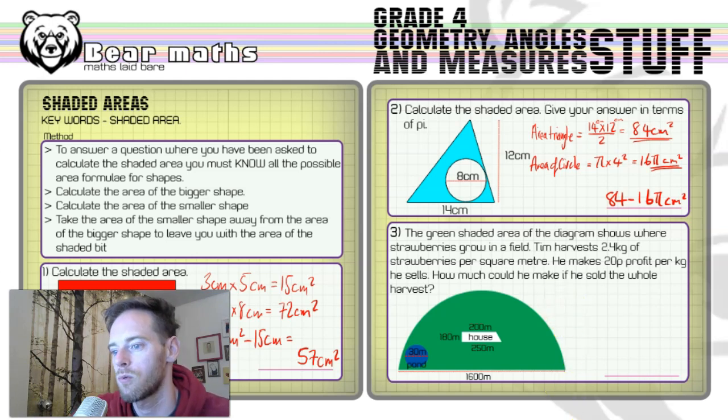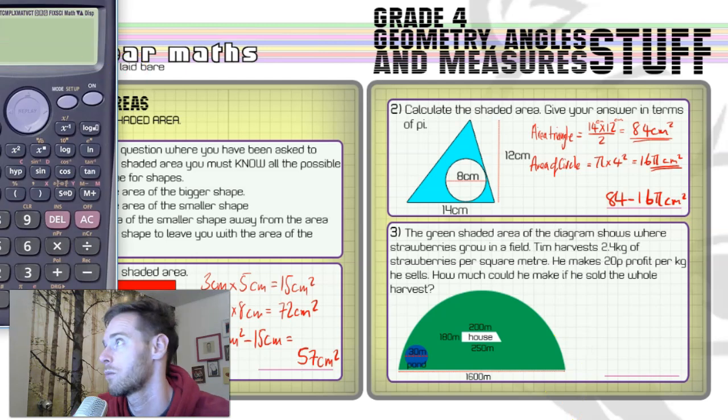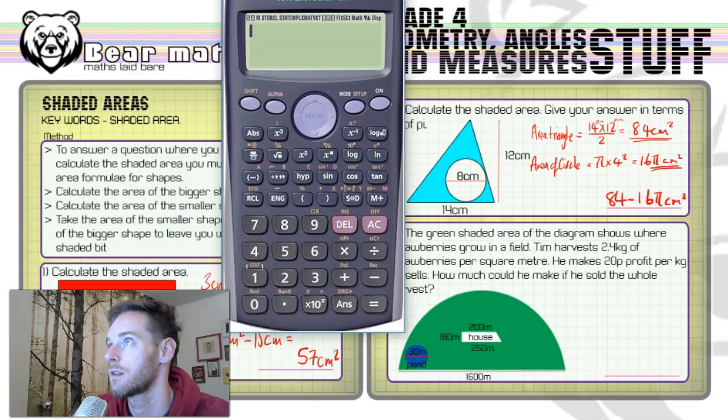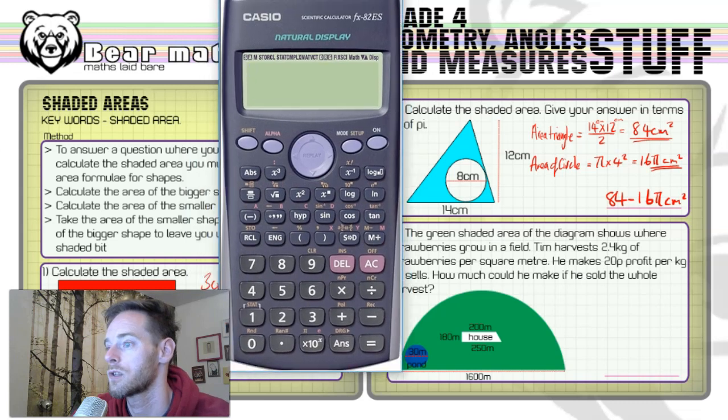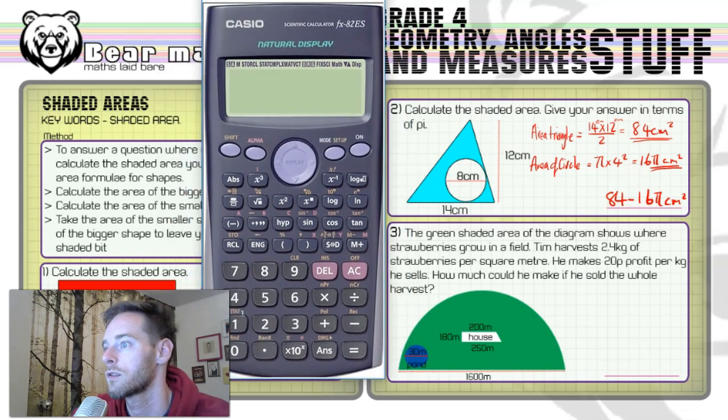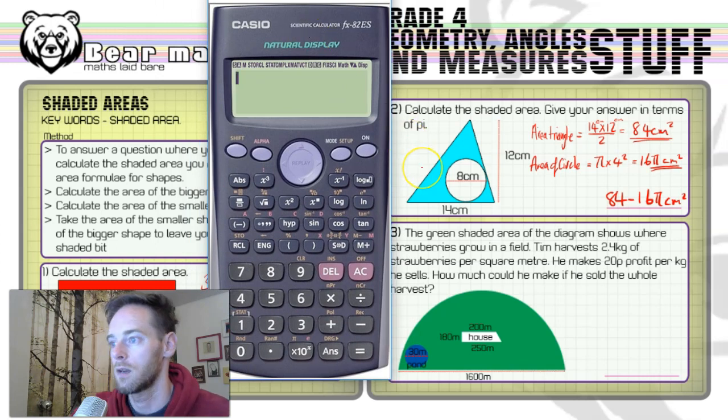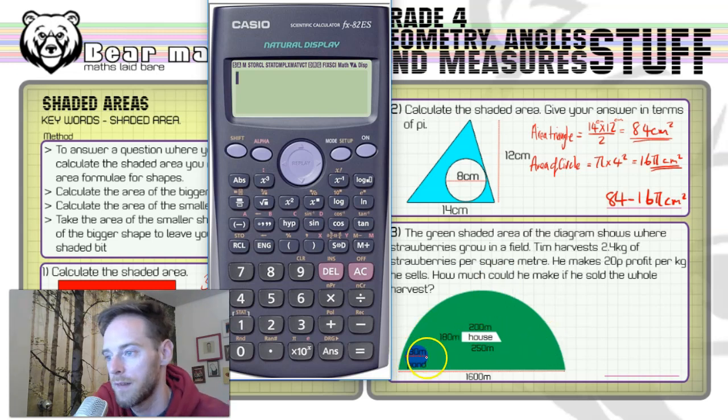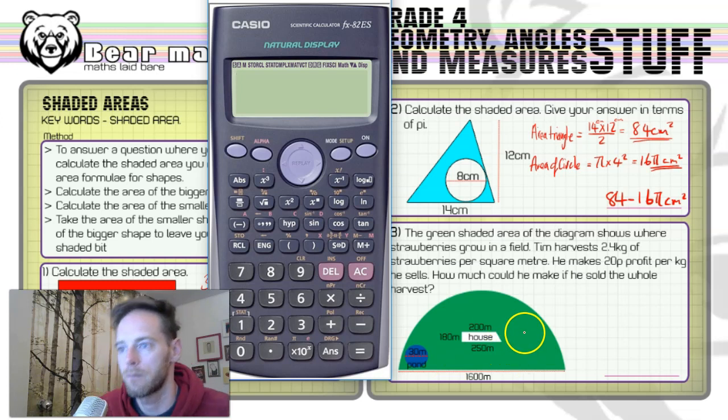This is all about bringing a calculator in to do some work here. It's definitely a calculator question. Let's position that so we can use it and still read what the question asks us. First of all, in the field, I've noticed there's a house and there's a pond. Those areas he will not be able to grow his strawberries in. So I need to work out the exact space he's got, assuming he's going to use every square centimetre of this field that he's got as a semicircular field.